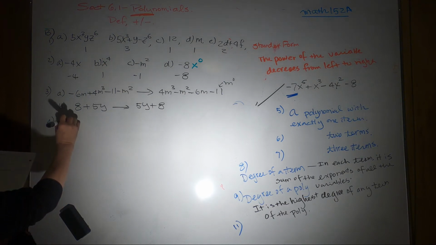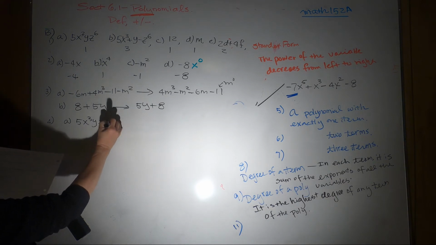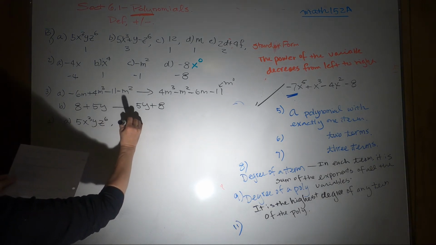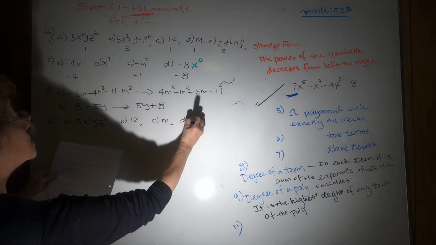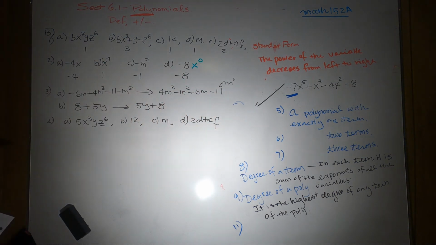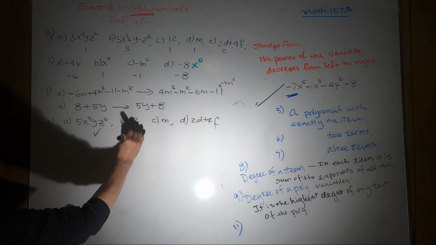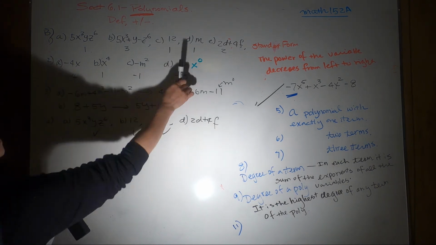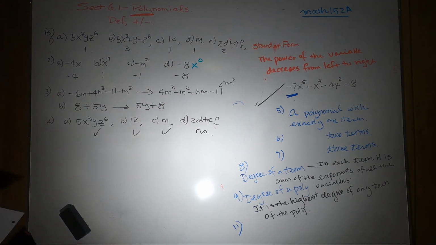Okay, next one, it asks you, we have those. B is 12, C is n, D is 2d plus 4f. Then it asks you, which one is a monomial? Mono, one term. Yes, one term, right? One term, one term. This is 2 terms, so that's not mono.